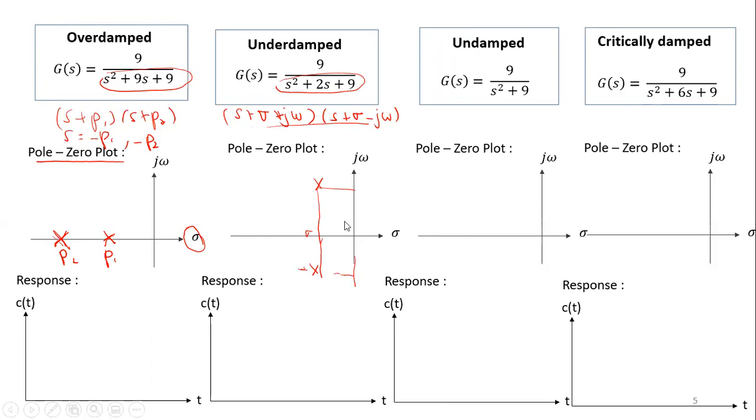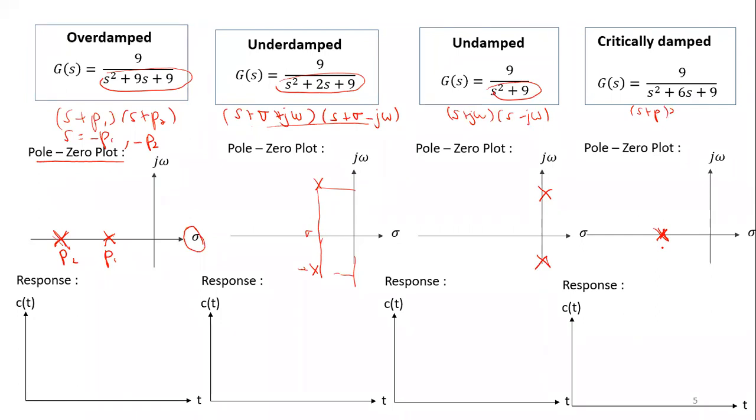And for undamped response, what you're going to expect is that when you factorize this numerator, you will have an imaginary. So the poles are plotted somewhere on the imaginary line. And for the critically damped response, you're going to have two of the same thing. When you factorize it, you're going to have the same pole value. So this is critically damped response.